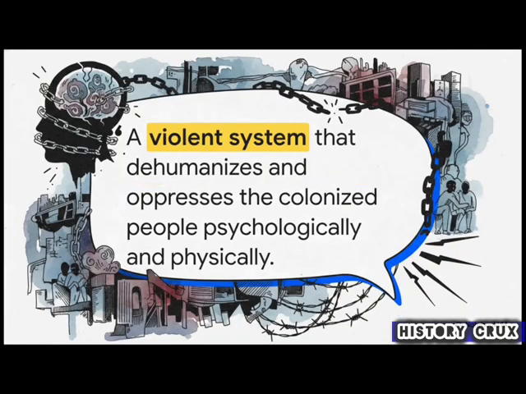Frantz Fanon, who was actually a psychiatrist, really focused on the human cost. He defined colonialism as an inherently violent system. And he wasn't just talking about physical violence. He meant psychological violence too, the kind that inflicts deep trauma and dehumanizes the people living under colonial rule.